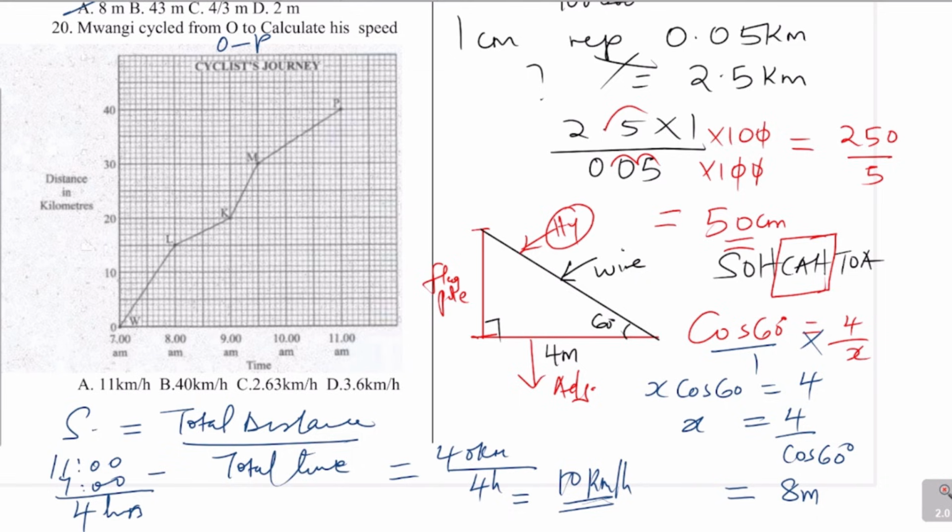10 kilometers per hour. When I look at the solutions here, I don't find that anywhere, so I think there was an error there. For that one, the total distance is 40, and the total time taken for the whole journey from O to P, from 7 to 11 a.m., is 4 hours. So I don't see the answer there, but the correct answer is supposed to be 10 kilometers per hour.